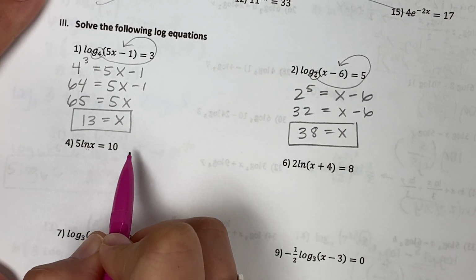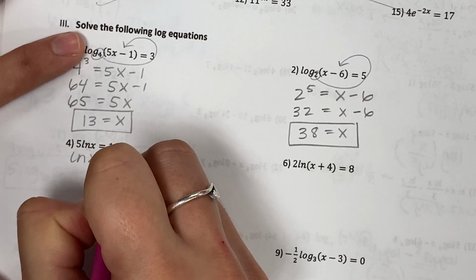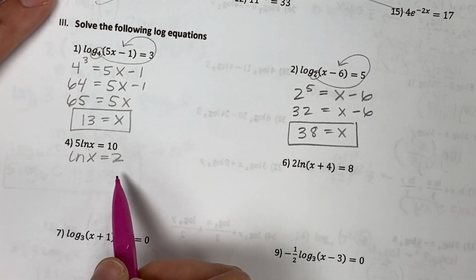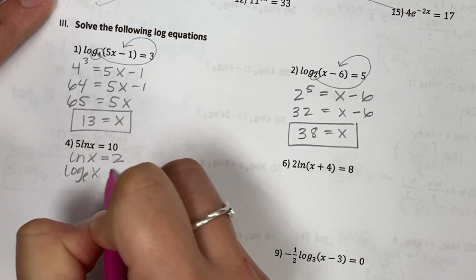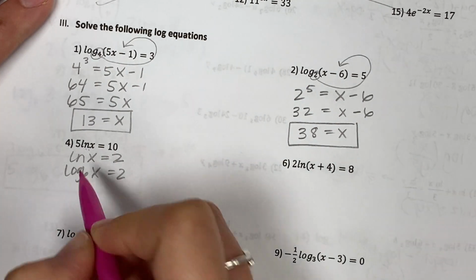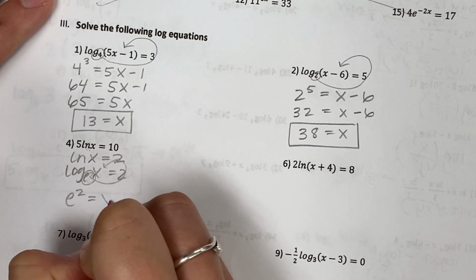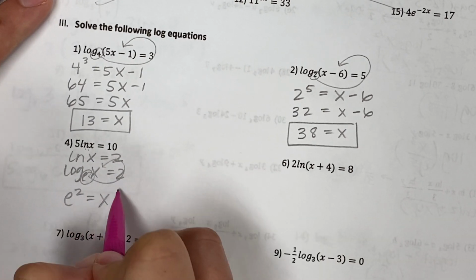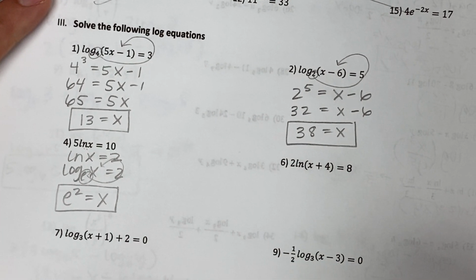We can divide by the 5 first before we rewrite it as an exponential. So 10 divided by 5 is 2. If I want to look at the base, it looks like this. So that's e squared equals x. E squared is a number. So I'm done. I solved for x.